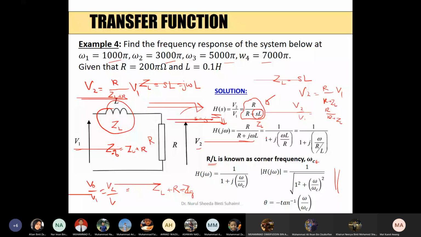So that is with regards to the transfer functions. Now we are going into the next topic, which is a frequency response plot. How are we going to plot the frequency response? All right.